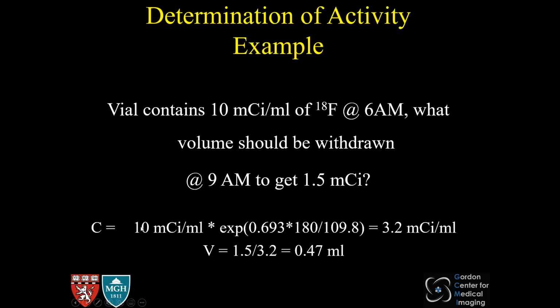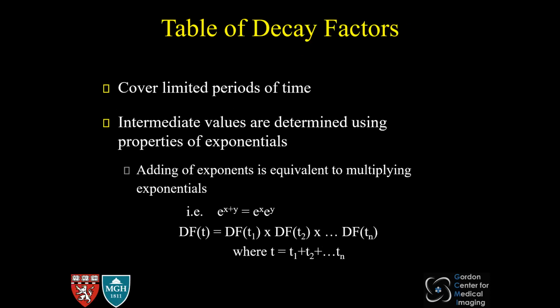Well, you can do those calculations pretty simply and say, what's the activity per mil going to be in 3 hours from now? So we've got 180 minutes divided by the half time of F18, 109.8 minutes, times negative log 2. And that means that at 9 a.m., our stock will be 3.2 millicuries per mil. And then you can say, okay, well, that means that I need to take out 0.47 mils for my dose at that time. All right.